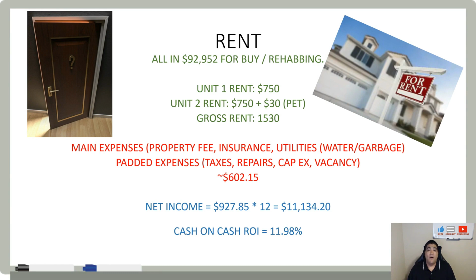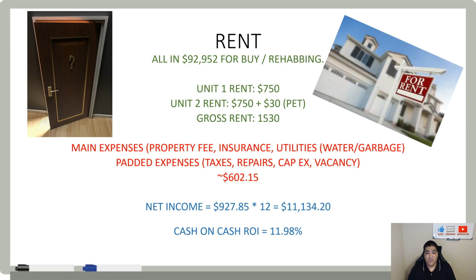$1,530. Now, the main expenses, I had no mortgage. This is all held in cash. So my main expenses, so when I get $1,530, the first expense that comes out when you get gross income, you get hit with the property management fee. That can be anywhere from 8 to 12%. My property manager charges 10%, so right off the bat, $153 deducted automatically out of my gross income.